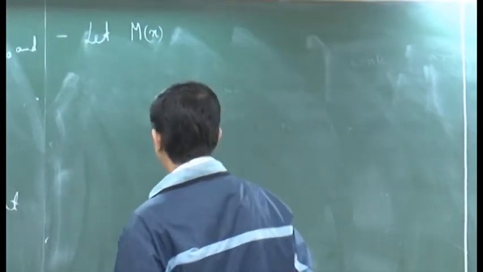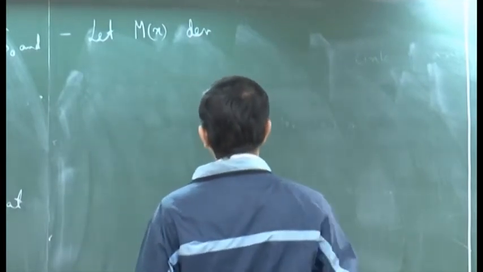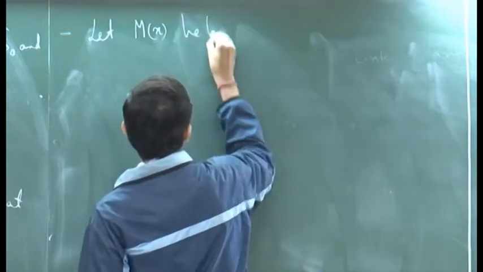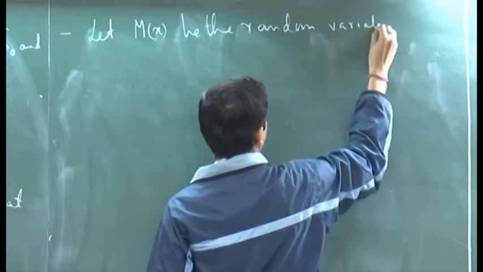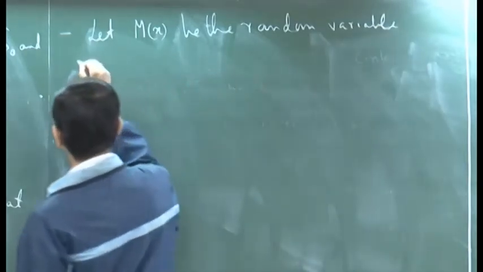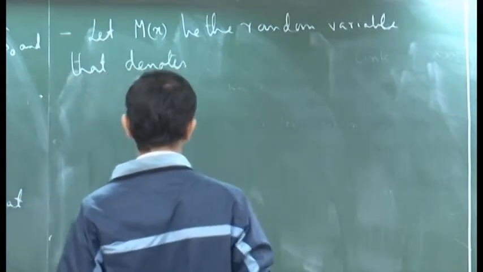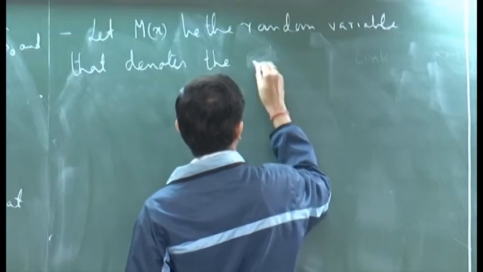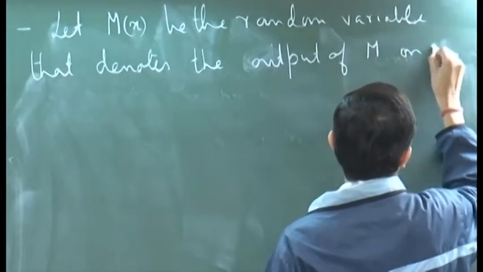So, for a probabilistic Turing machine M, let M of x be the random variable that denotes the output of M on x.